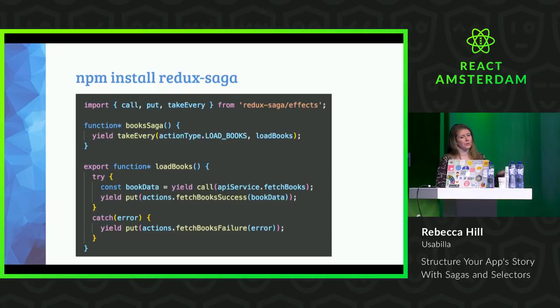So sticking to the simple use case for the explanation, here we have a books saga, which takes every load books action that's dispatched in the application and calls load books. Load books calls our API service to fetch the list of books and returns it into the book data variable. The function waits for that to complete, and if successful, it dispatches fetch book success. And if there's an error anywhere, then it dispatches fetch book's failure.